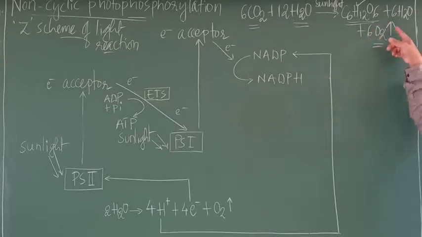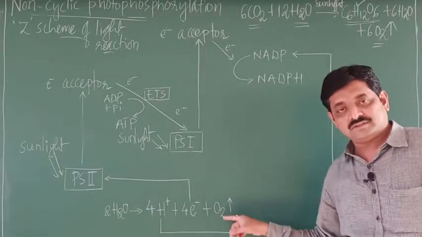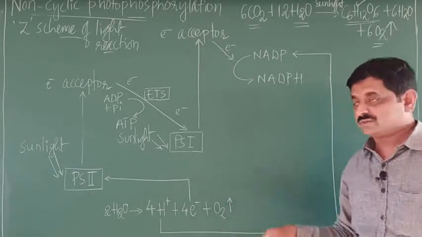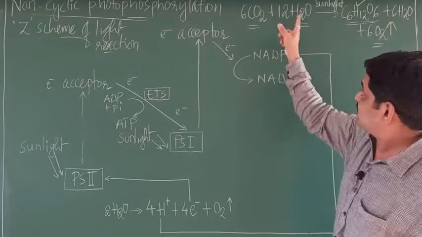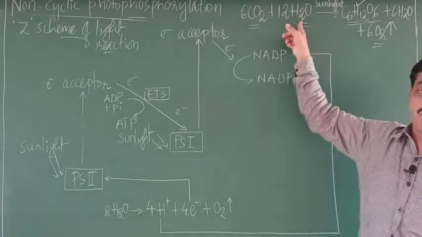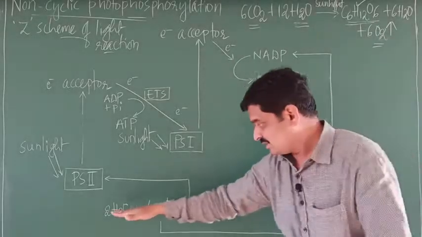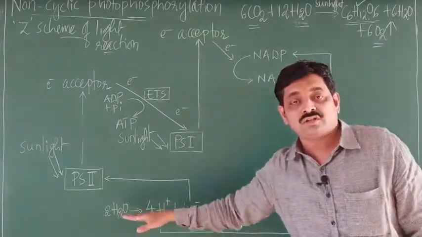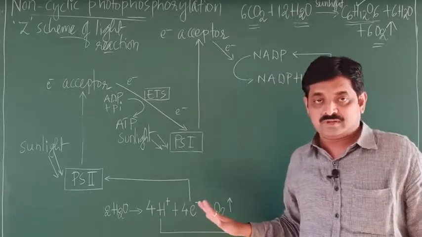So this is the oxygen that is evolved during photosynthesis. The oxygen evolved during photosynthesis comes from here actually, right? It is the product of photolysis of water. This water is photooxidized to produce oxygen, and that reaction happens during non-cyclic photophosphorylation. Understood this?